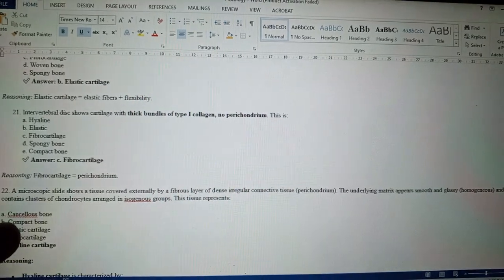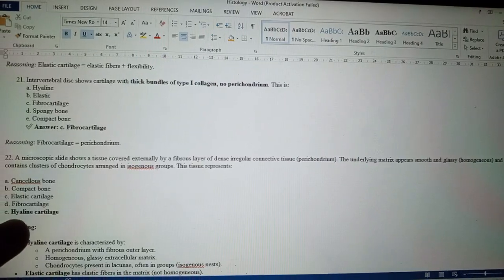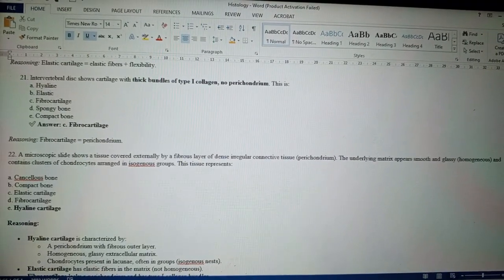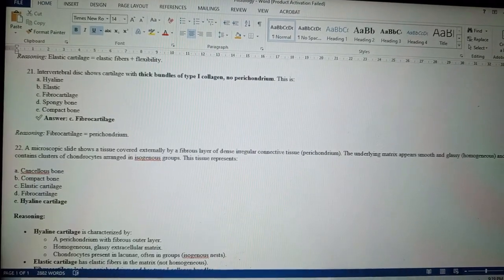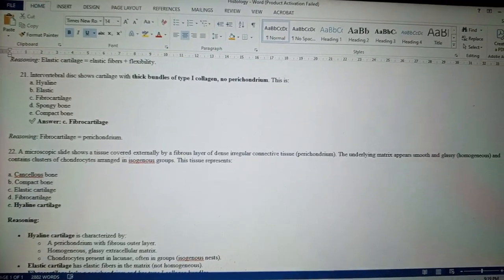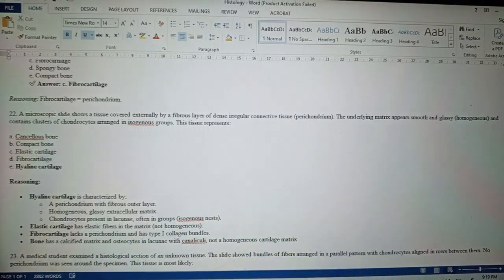Intervertebral disc shows cartilage with thick bundles of type 1 collagen with no perichondrium. This is which type of cartilage? Hyaline, elastic, fibrocartilage, compact bone or spongy bone? The answer is fibrocartilage. The reason is fibrocartilage has no perichondrium. Now come to another MCQ.